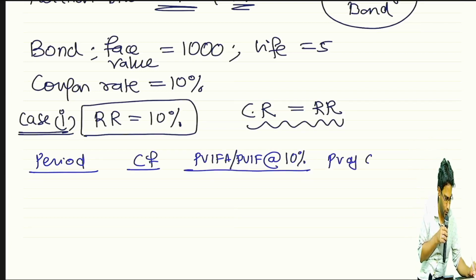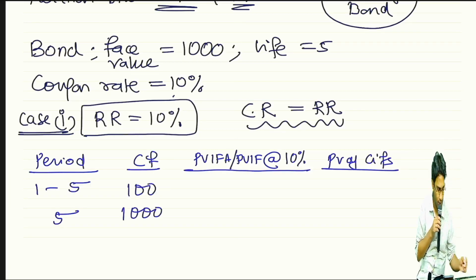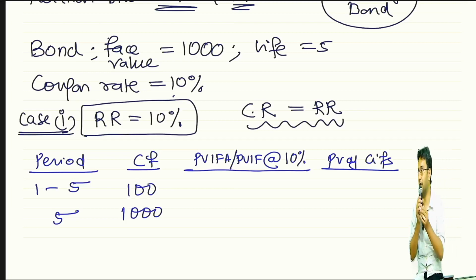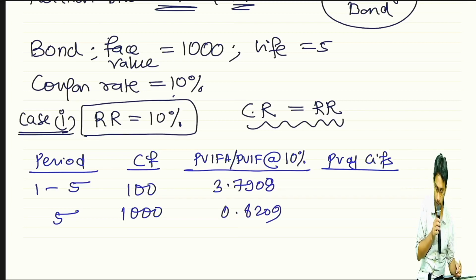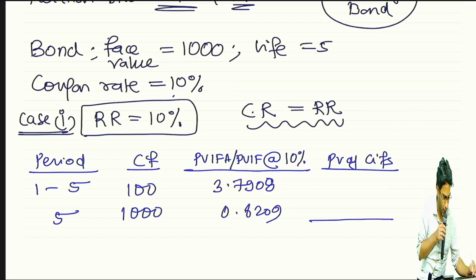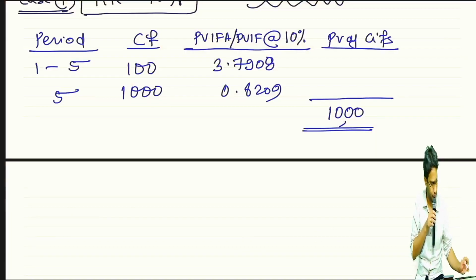So, PV of cash inflows. Bond life is 5 years. Coupon is 10% of 1000, which is 100, and the maturity value is 1000. At 10% for 5 years, the annuity factor is 3.7908 and the discount factor is 0.6209. If you do the math, ultimately you will have 1000 rupees as the answer. You don't even need to work it out, it will be 1000 only.